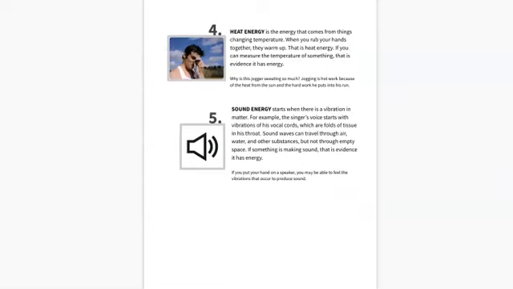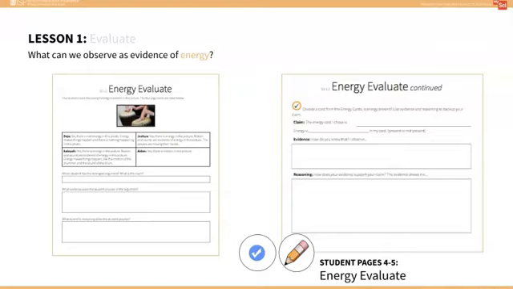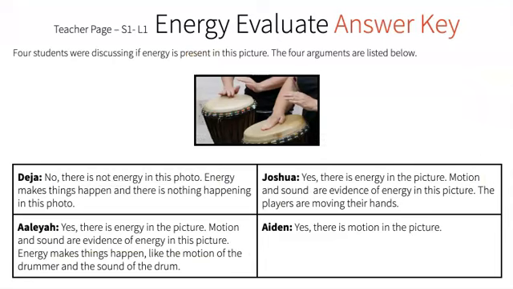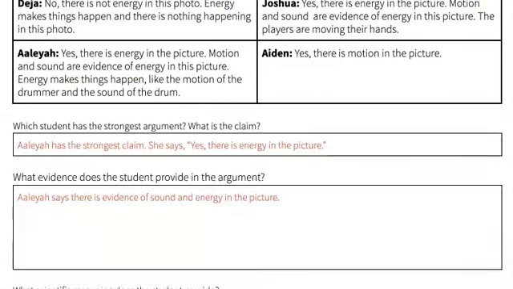In the evaluate portion of this lesson, give students an energy evaluate sheet and an energy card. They will analyze claim, evidence, and reasoning from 4 individuals. They will then generate a claim evidence reasoning of their own about which type of energy they believe is present in the card that they have. Refer to the teacher pages for additional guidance.